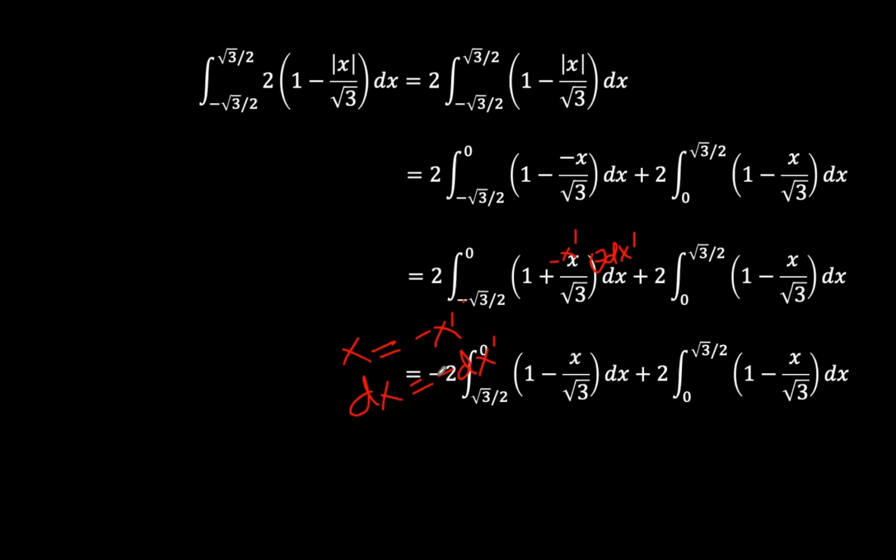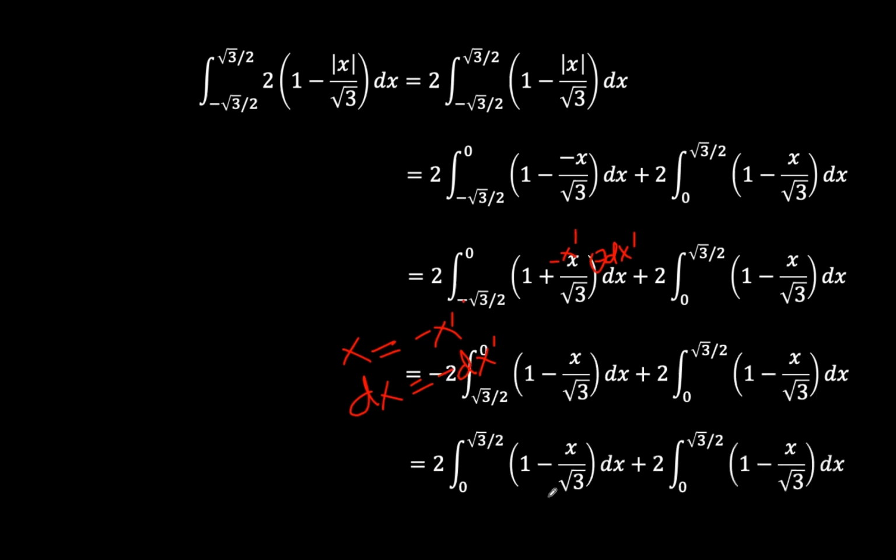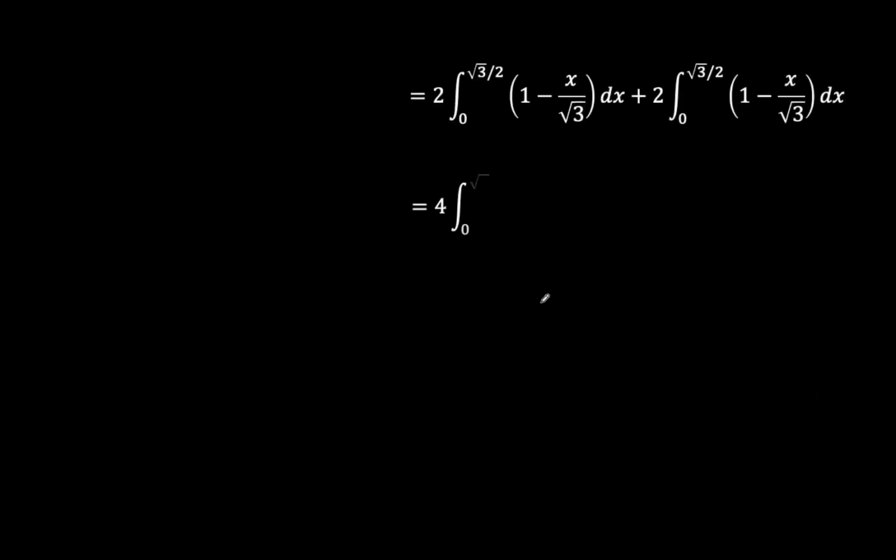Now, this sign can be removed by flipping the limits. So we have 2 times the integral from 0 to root 3 over 2 of 1 minus x over root 3, and the same thing happens here. So eventually we just have twice that, which is 4 times the integral from x equals 0 to root 3 over 2 of 1 minus x over root 3. And then these are easily integrable.